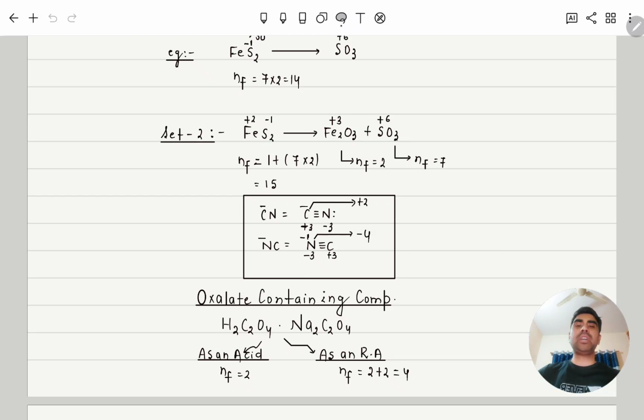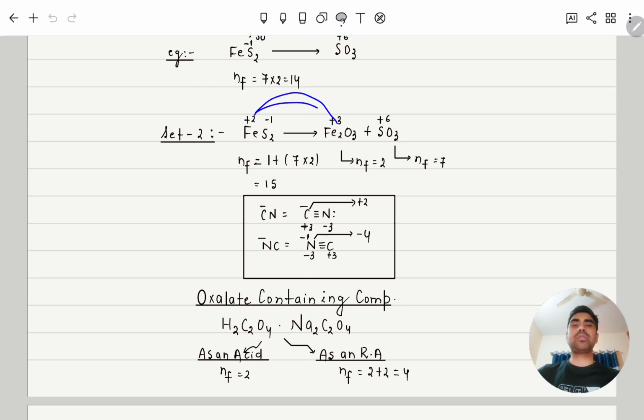So very simple, you calculate with respect to iron: its change in oxidation number into atomicity is 1, and sulfur is going from -1 to +6. So 7 into its atomicity 2. So overall for this molecule, the n factor is 15.